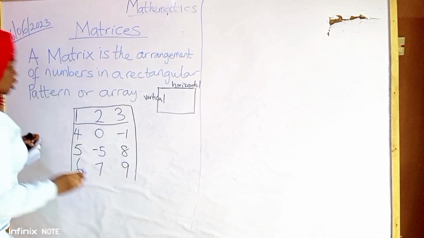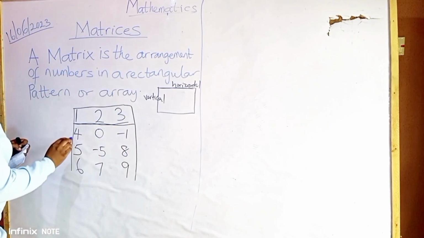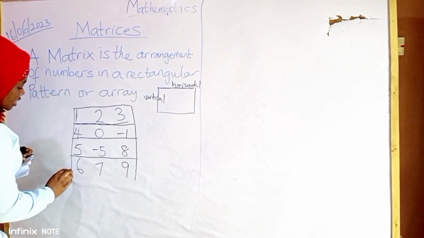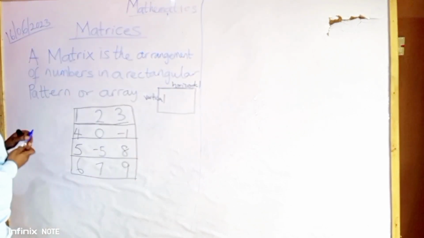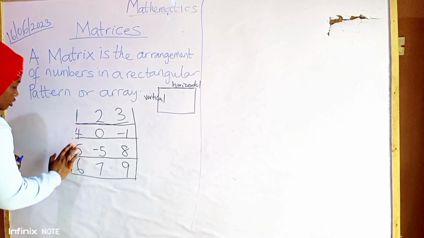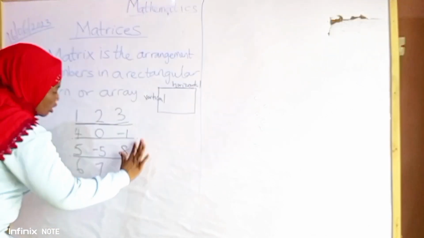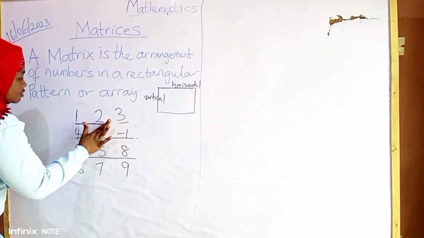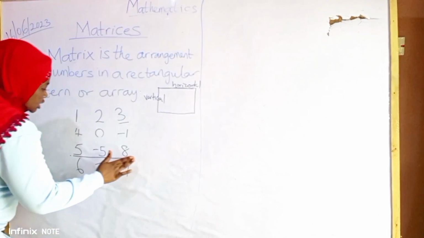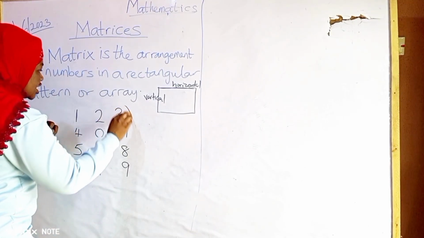Look at it. So I have horizontal lines. This is the first horizontal line, the second horizontal line, third horizontal line, and this is the fourth horizontal line. So we arrange it in the horizontal and vertical line. For it to become a matrix, you have to enclose it in a bracket. These arrangements of numbers, we are going to enclose in a bracket.